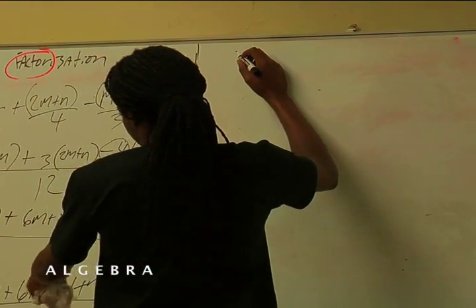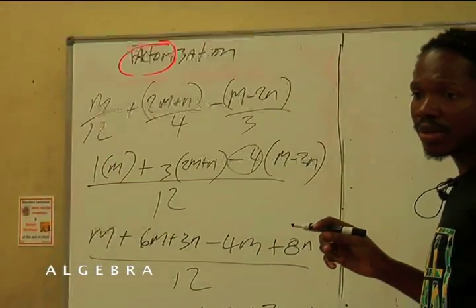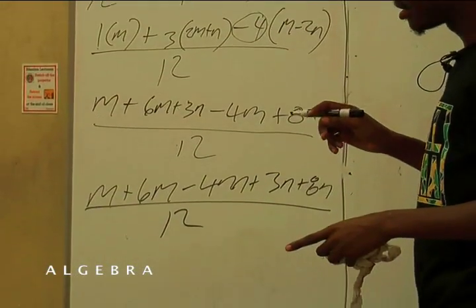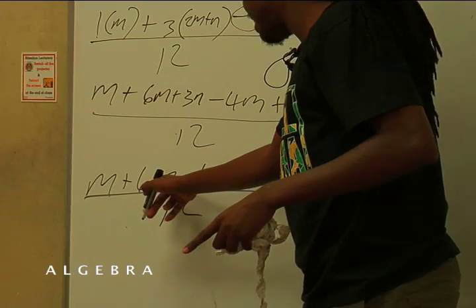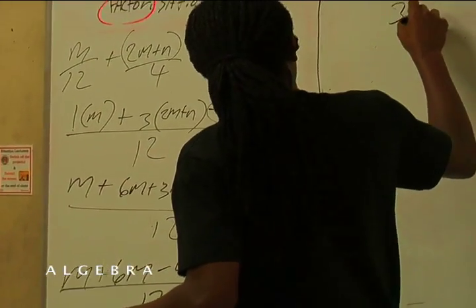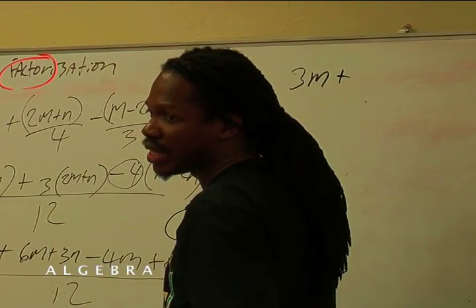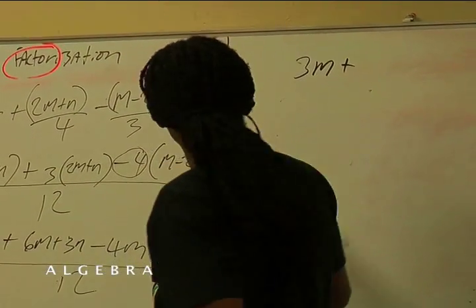m plus 6m. What is the name? Add before you subtract. So m plus 6m is 7m, minus 4m is 3m. Plus 3n plus 8n, that will be 11n.